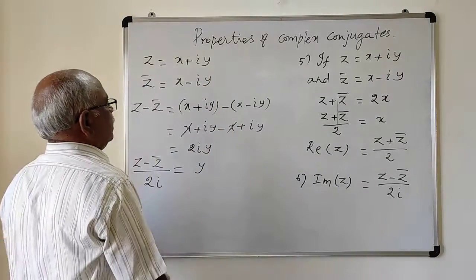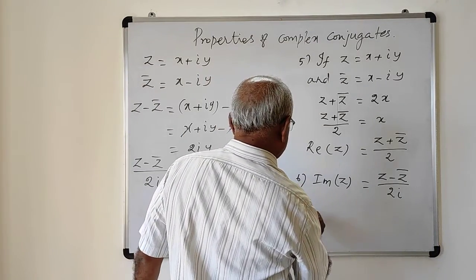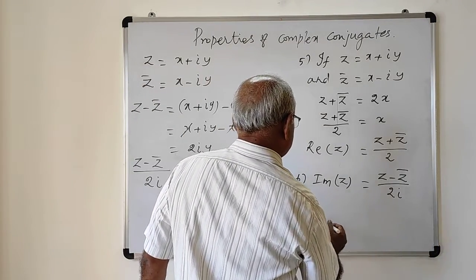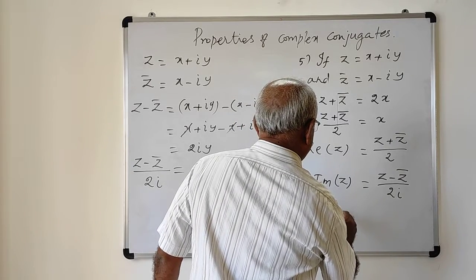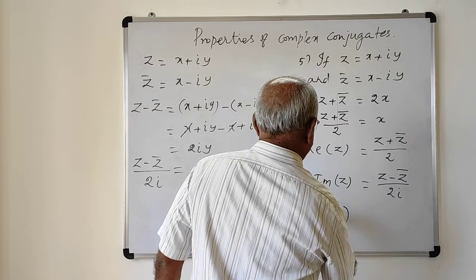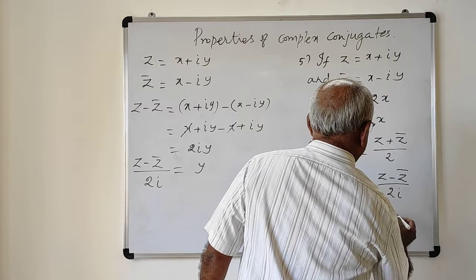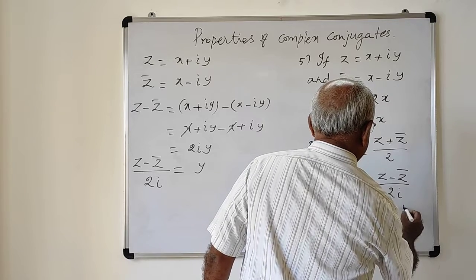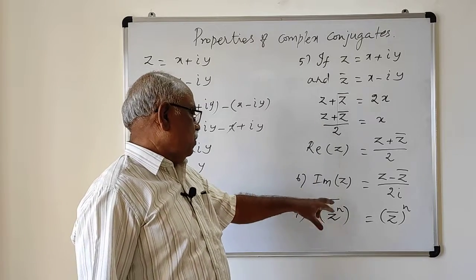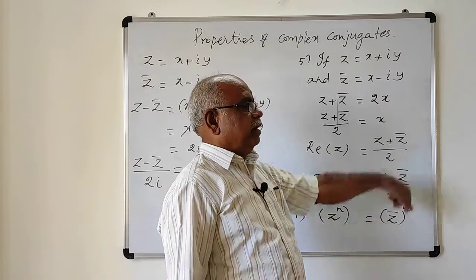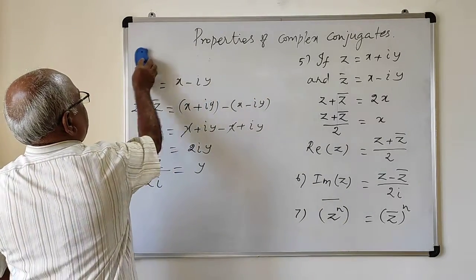Okay, and seventh one is Z power n, the whole bar, equals Z bar power n. The conjugate of Z power n is Z bar power n. This is the seventh property. Next, eighth one.